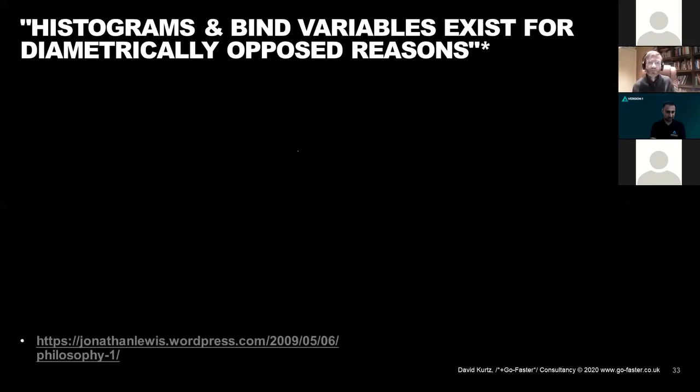Literals versus binds. They can be a bit of a headache in ASH. Because if you're using literals, you now have non-shareable SQL. It's a new SQL statement every time. It has to be reparsed. It has a new SQL ID. And it leads us also to talk about histograms and binds. And they exist for diametrically opposed reasons. And you might read Jonathan Lewis's note on the subject.